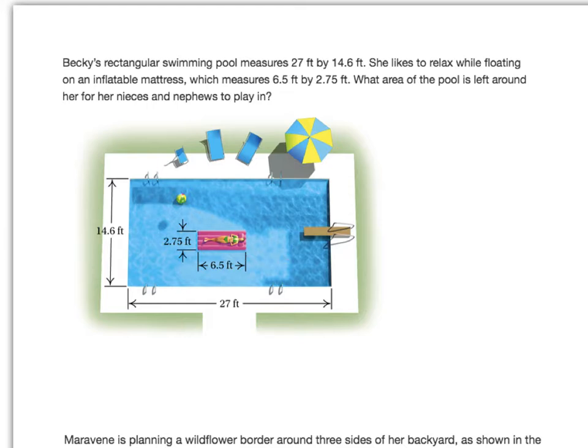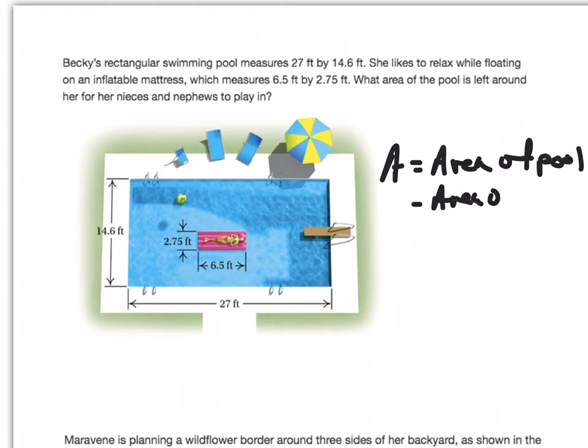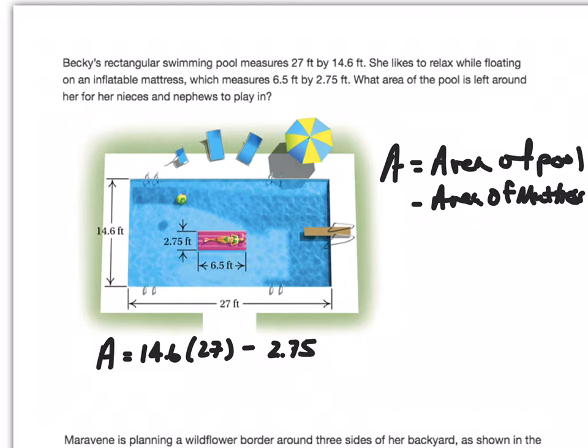So what I want to do is find the area of the pool minus the area of the mattress. So for my formula, I'm going to do 14.6 times 27 minus 2.75 times 6.5. This one isn't too bad.